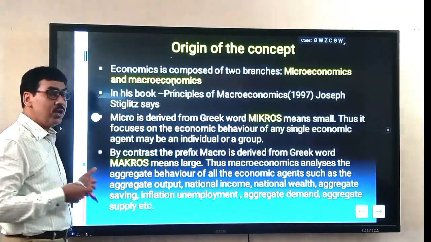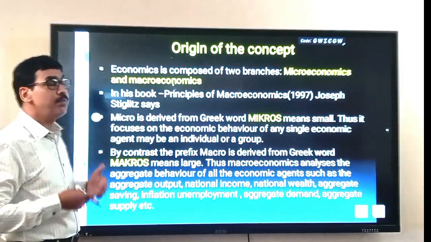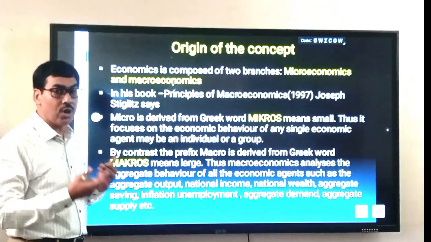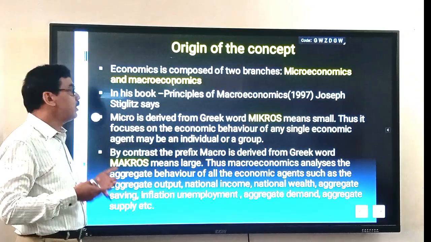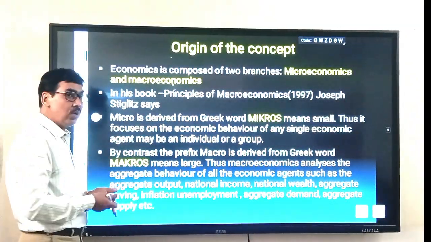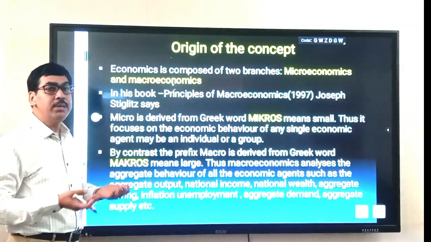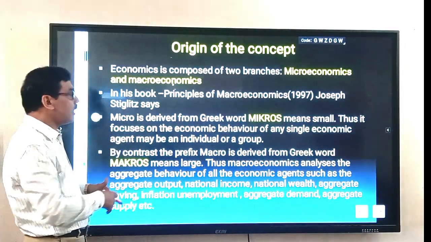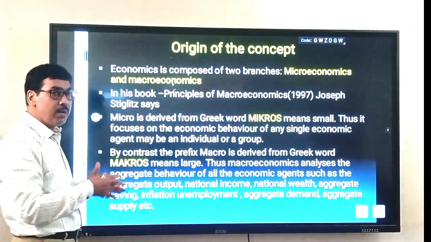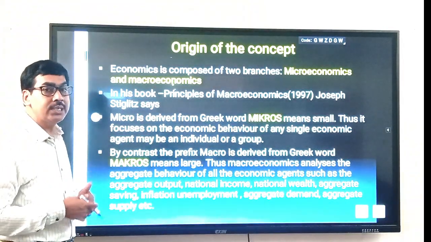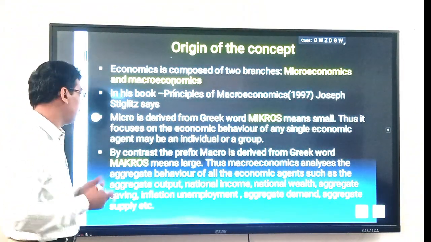Therefore, microeconomics focuses on the behavior of individual economic units. It may be a consumer, a firm, a producer, a household, a government, or a producer in a market. So the economic agent may be an individual or a group of individuals, or a group of economic agents who can be treated as individuals.